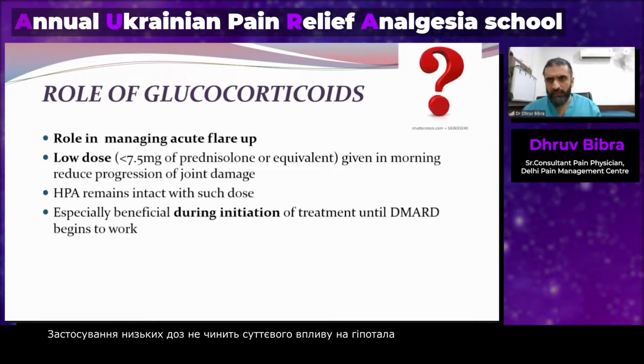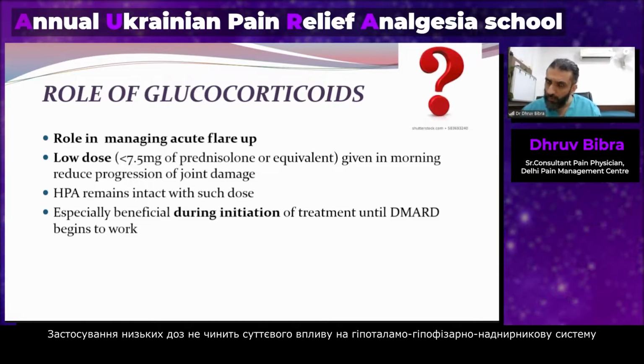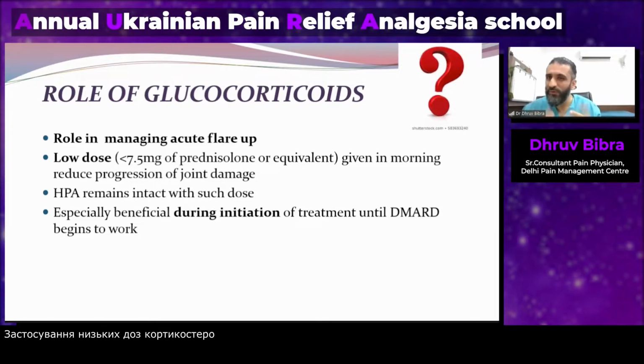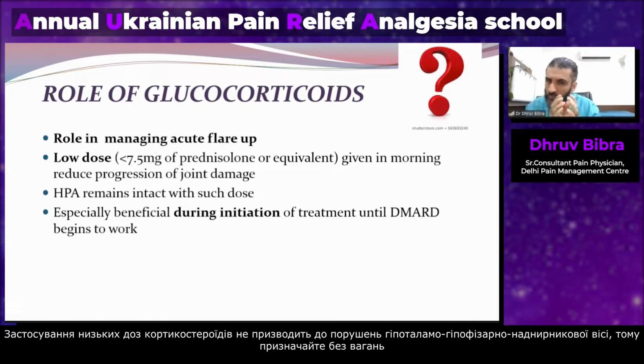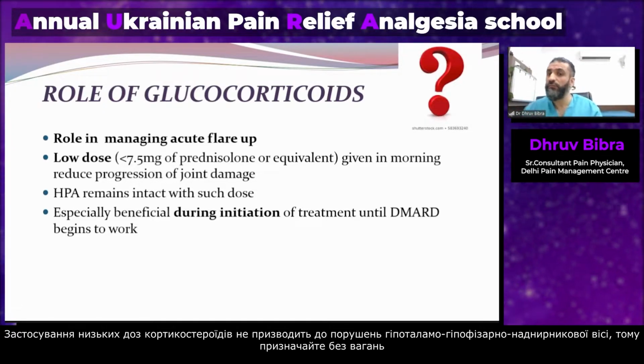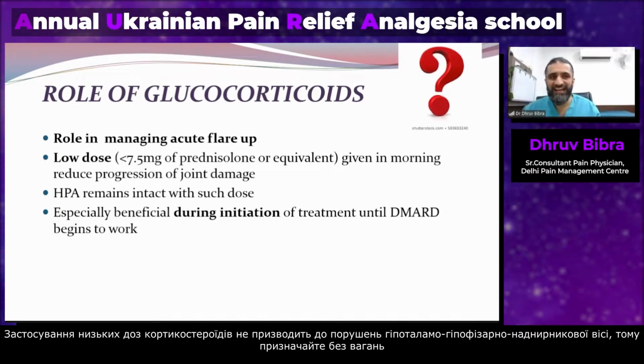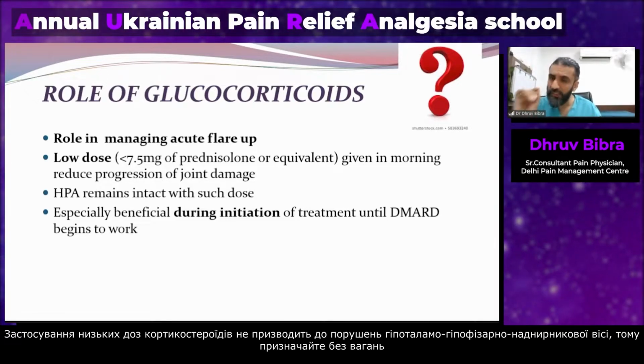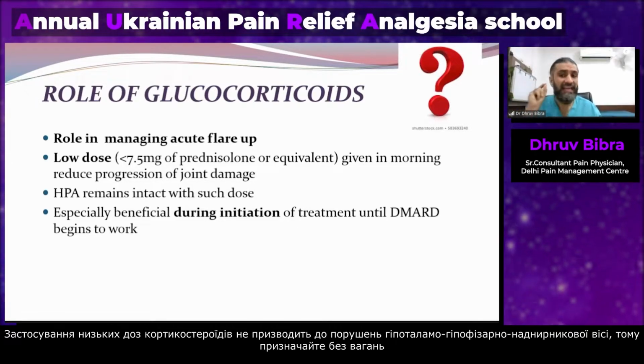Be rest assured that a small dose given over a longer period will not disturb the HPA axis too much. So don't be worried about it. And small bursts of steroids given to manage an acute flare-up again will not result in any problem with the HPA axis. So use them judiciously, but do not hesitate to use them.